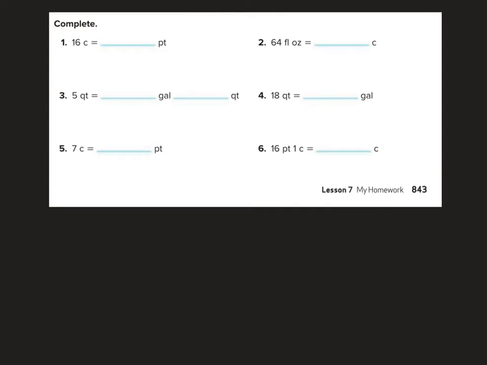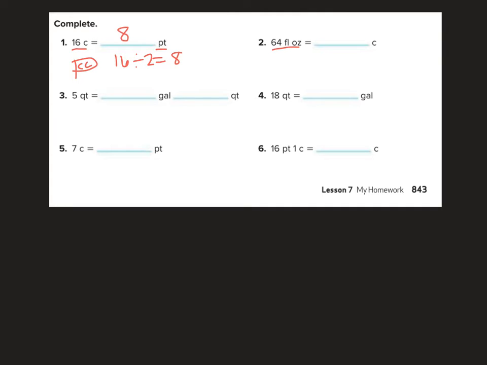Ooh, here's some more. I'm so excited. 16 cups equals how many pints? So we know that 1 pint has 2 cups in it. Okay, so 16 cups, I need to divide 16 by 2 to get 8. It would be 8 pints.